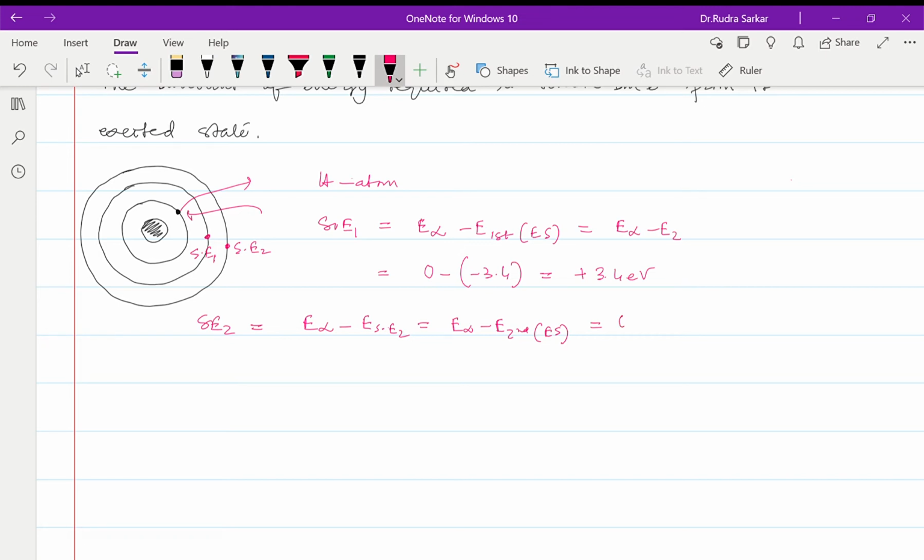So 0 minus of minus 1.51. Now, why is it 1.51? You can calculate obviously. What will you do? E3 is minus 13.6 by what? By 9. 13.6 by 9. Good number. So 3 square, na?